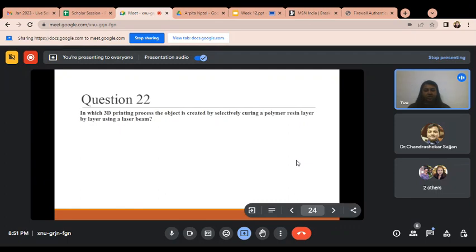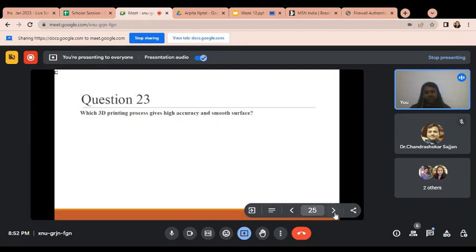The next question: in which 3D printing process is the object created by selectively curing a polymer resin layer by layer using a laser beam? So in which process is a laser beam used? FDM, fused deposition modeling? No, actually, this is not the right option. Stereolithography. Yes, for stereolithography we use UV light. The right option is laser stereolithography. But in FDM we use UV light, right? Okay, but here the main thing is which 3D printing process creates the object by selectively curing a polymer resin layer by layer using a laser beam. So I think it is SLA. This means stereolithography.